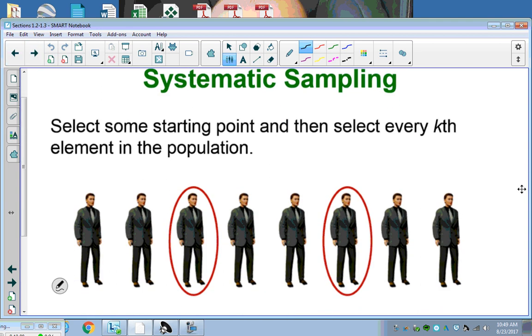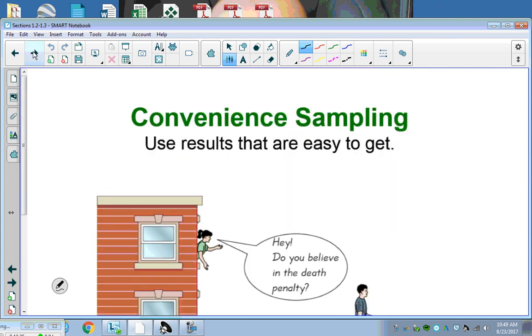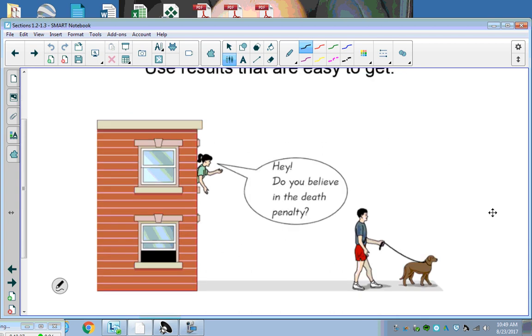Systematic. This is where you're going to pick every 5th person, every 10th person, every 7th person, whatever that number happens to be. Systematic. We talked about doing that outside of the mall and seeing if that would be a good sample, right? We decided, nope, because we are influencing that sample by being where we want people to say yes, they wanted a new mall. Convenience sample.